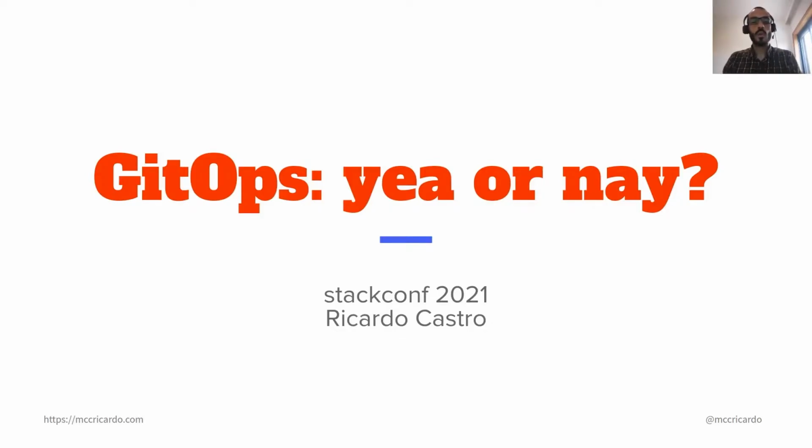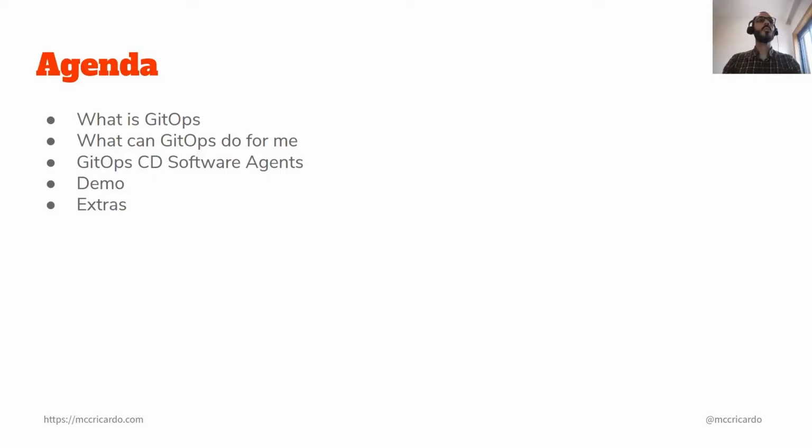And today we're going to talk a little bit about GitOps. So without further ado, let's delve right into the presentation. What we will be covering today is GitOps in general. We'll see a little bit about what GitOps is and what GitOps can do for us. We'll focus a little bit on GitOps in the realm of continuous delivery software agents in the Kubernetes world. We will then see a small demo of a GitOps software agent, and we will end with a few extras about GitOps and some commonly asked questions.